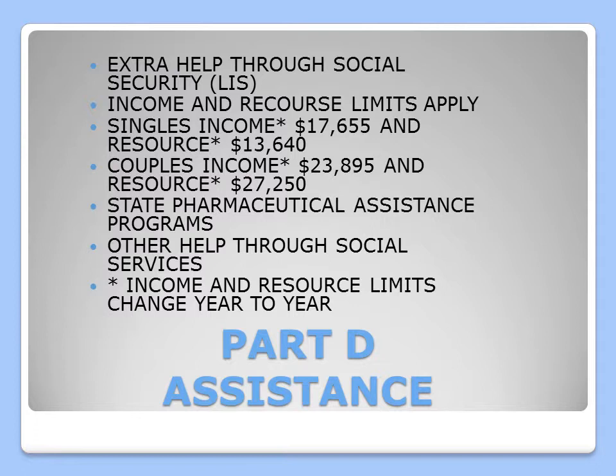There are also state pharmaceutical assistance programs. These are obviously run state to state. They have different qualification levels, and again, they're for people with lower incomes. There's other help through social services. You can contact your local social services office and see if you might qualify for other resources that might be available. Those resource limits and income limits change from year to year, so keep abreast of changes through Medicare.gov, or they're usually published in the Medicare and You guidebook each year. So there is Part D assistance if your income is on the low side. Call Social Security directly on the phone, go to Medicare.gov, there are lots of ways to apply. Talk to your local social services office. Give us a call. We'll point you in the right direction.